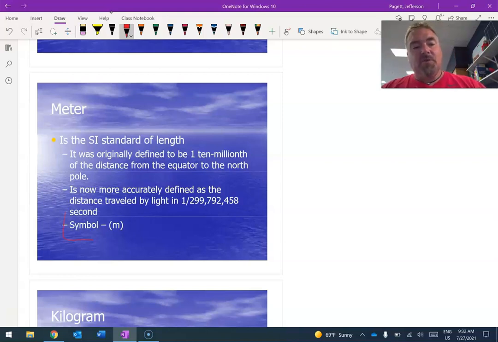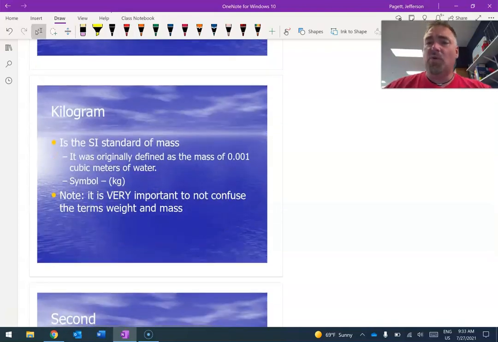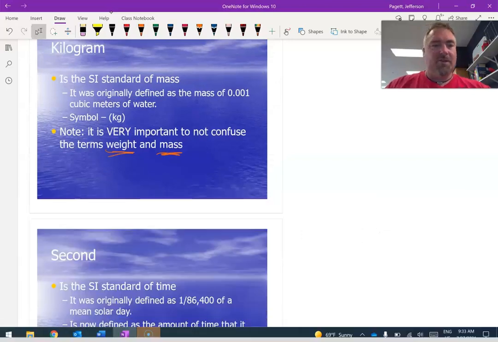And remember, the symbol for meter is the lowercase m. The unit of mass is the kilogram. And remember, this is the one weird one. This is the one that actually has an SI prefix. And remember, it's also very, very important not to exchange weight and mass. Remember, weight is the force due to gravity. Mass is the amount of substance. Or more accurately, another way to measure it too is the inertia of an object. We'll get rid of this.